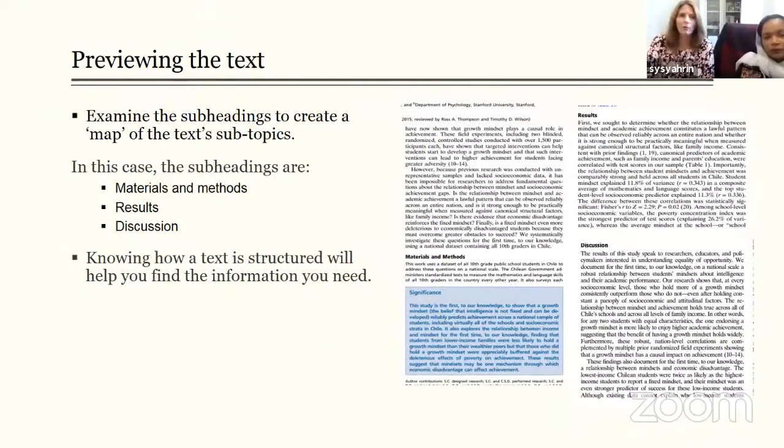Another example of previewing the text that will help you is examining the subheadings. We're creating a map of what is going on in the academic text. In this example, we have 3 subheadings: materials and methods, results, and a discussion. So now we know how the academic text is structured. That means if we need to find, for example, statistical data, if we need to find methods, if we need to find out the overall results, we know where to go in the text itself instead of reading from beginning to end. Again, it could simplify how you look at an academic text.